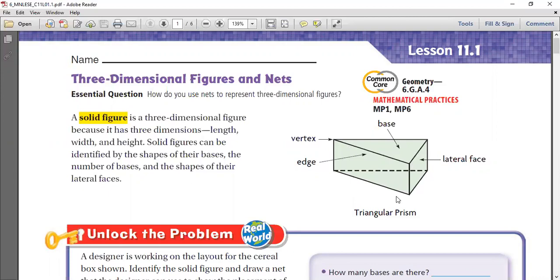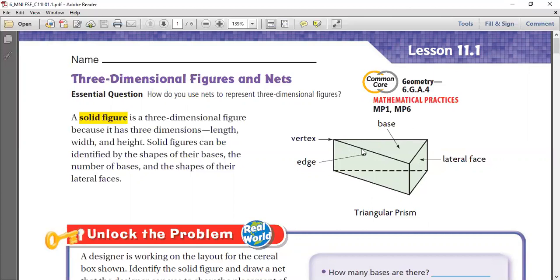In this picture, I can see the length, how long it is. I can see the width, and I can also see the height. So in the figures, if you can see the 3 things, that's the length, width, and height, then it is called a 3-dimensional figure.